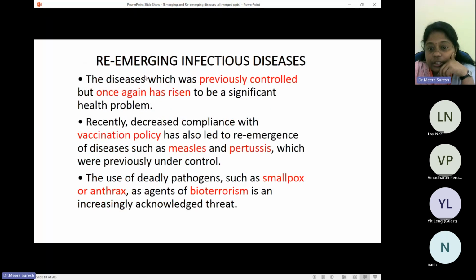Now, regarding the re-emerging infectious diseases, these diseases existed in the past and were controlled, but once again have risen to be a significant health problem. One of the reasons they give is decreased compliance with the vaccination policy. One example is diphtheria. In diphtheria, initially there was vaccination going on, so the cases of diphtheria were reducing very much.